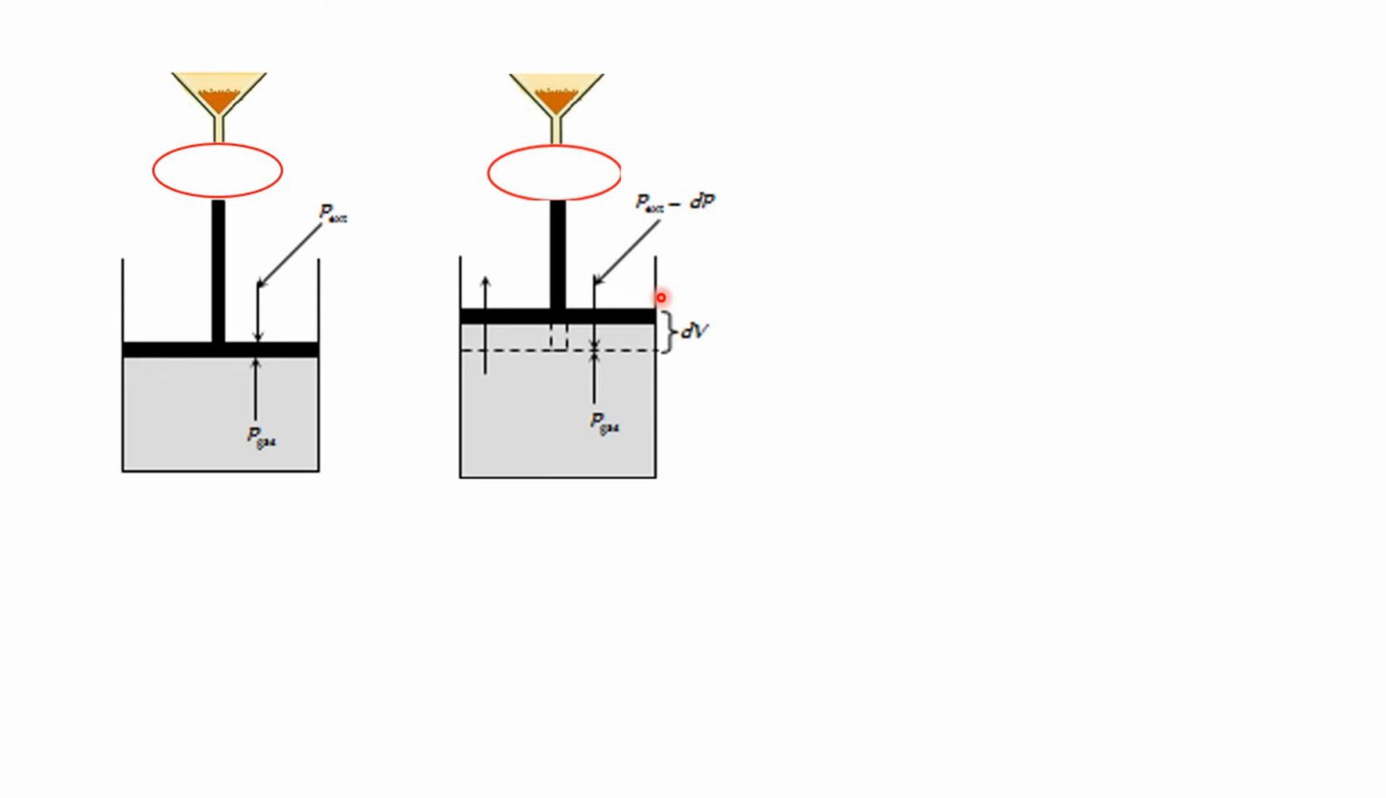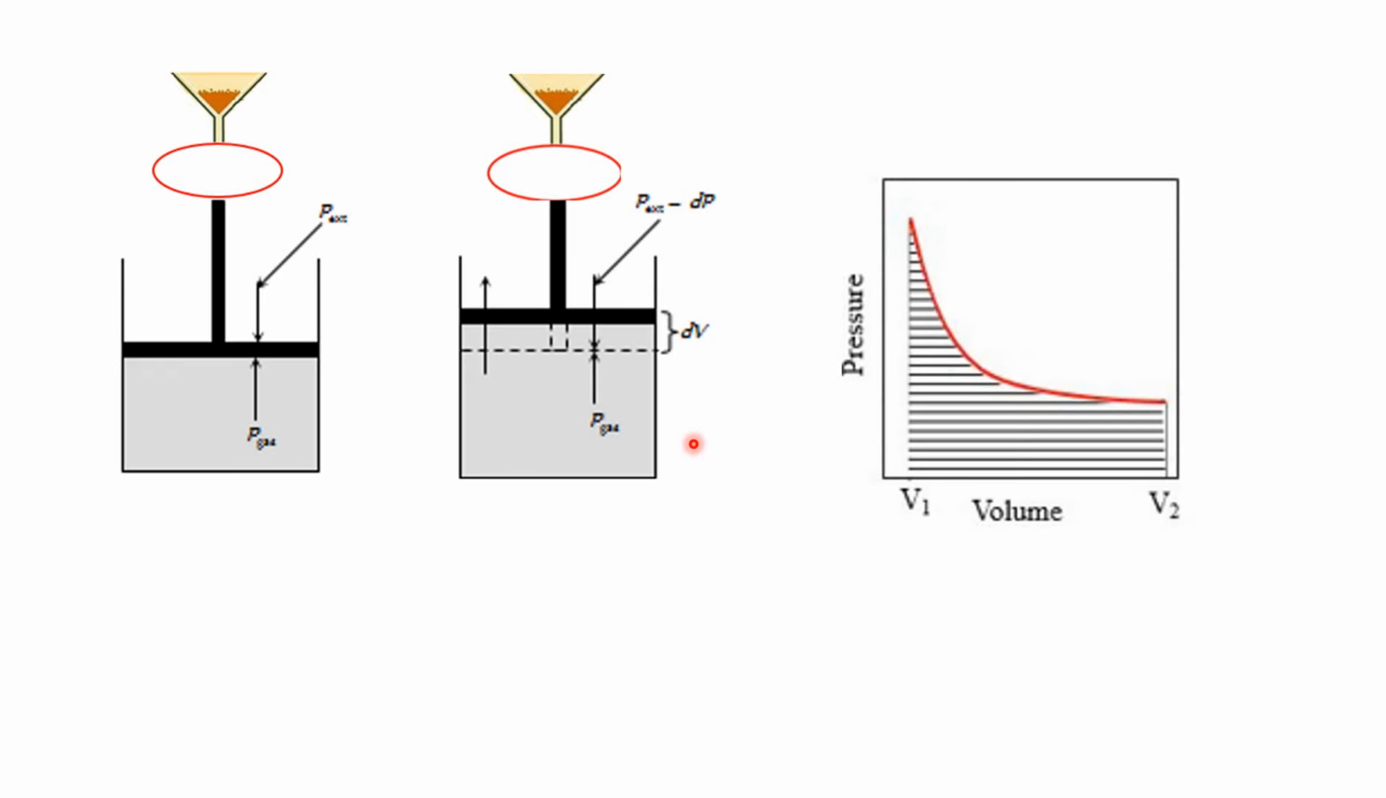Like that, if you can perform an infinite number of steps by removing one sand particle, that means reducing the external pressure by a very small quantity, then after some time, actually after infinite time, you will get a certain or finite volume increase. That means finite expansion of the gas. So this process is the reversible process.